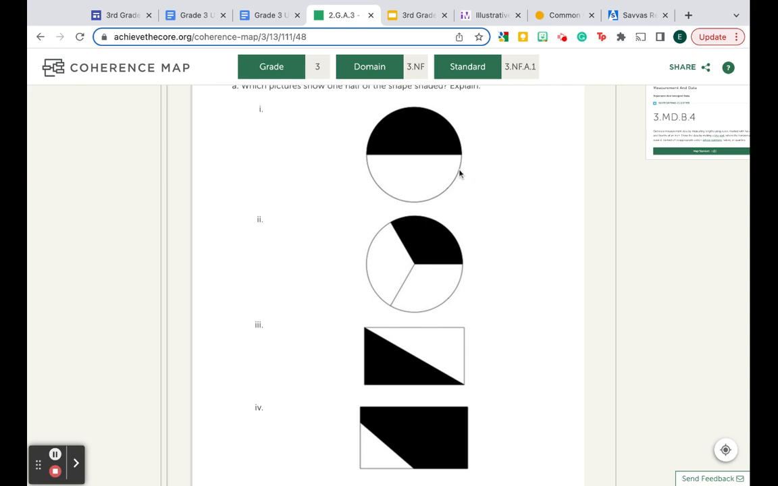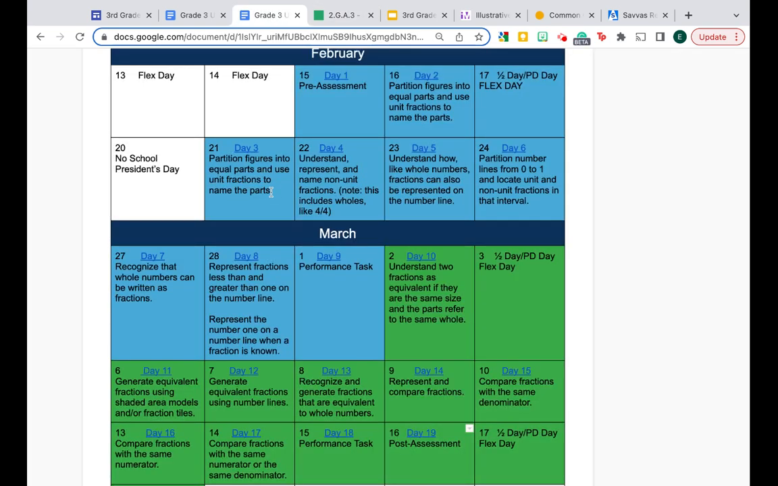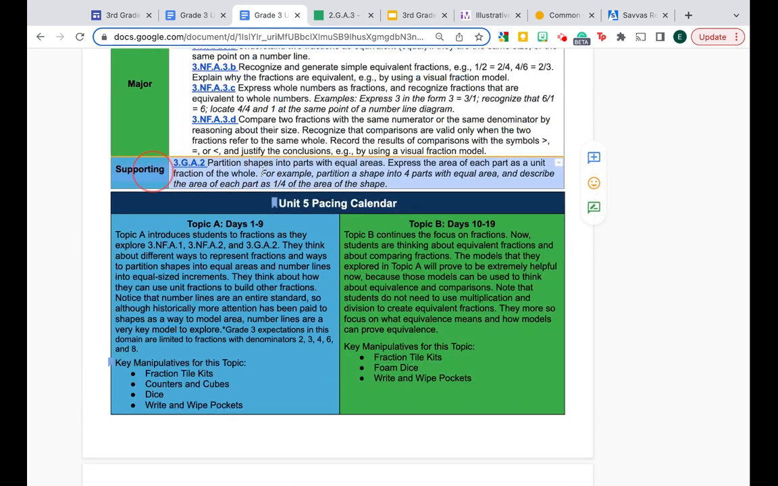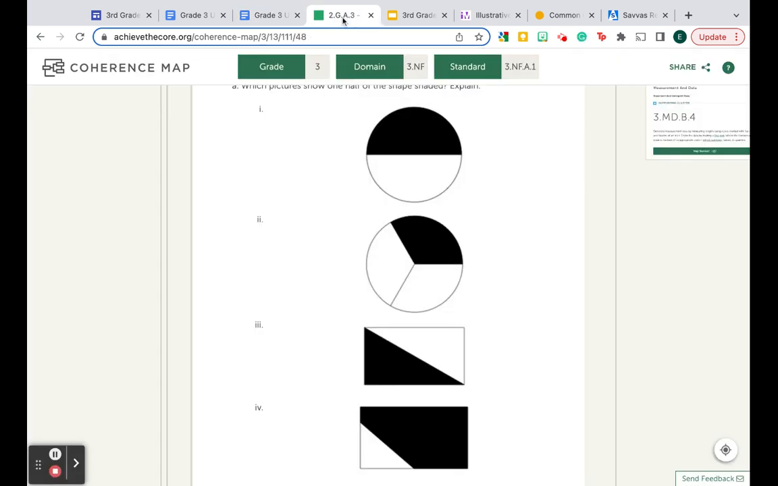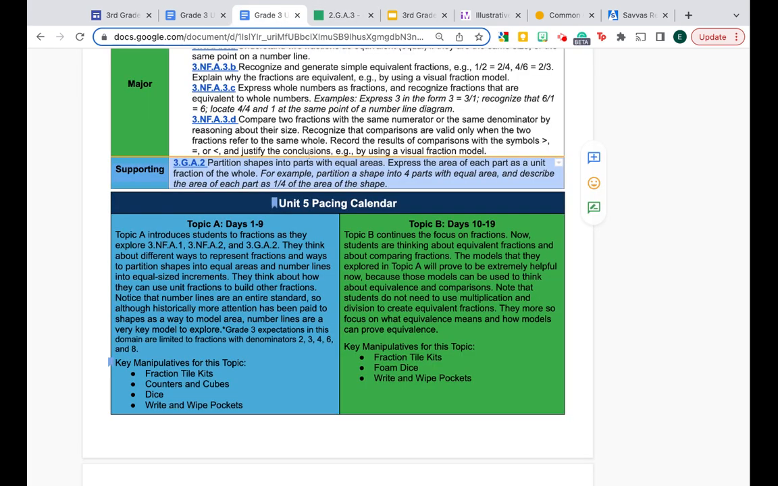And that idea that these both represent a half started in second grade, and it really continues with that geometry standard. You can partition shapes into parts with equal areas. It doesn't really matter what they look like as long as they're equal areas. Then we know we've partitioned effectively.